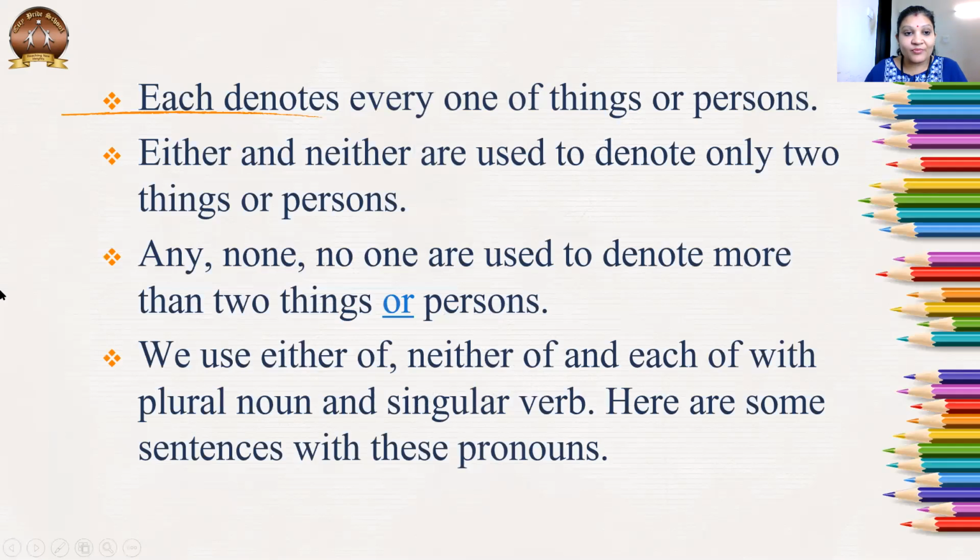Let's go through other examples. Each donates, not example, explanation, sorry. Each denotes every one of things or persons. When I'm using the word each, I'm denoting every one of things or persons. Either and neither are used to denote only two things or persons. Any, none, no one are used to denote more than two things or persons. We use either of, neither of, and each of with plural nouns and singular verb. Here are some sentences with these pronouns. Let's practice.